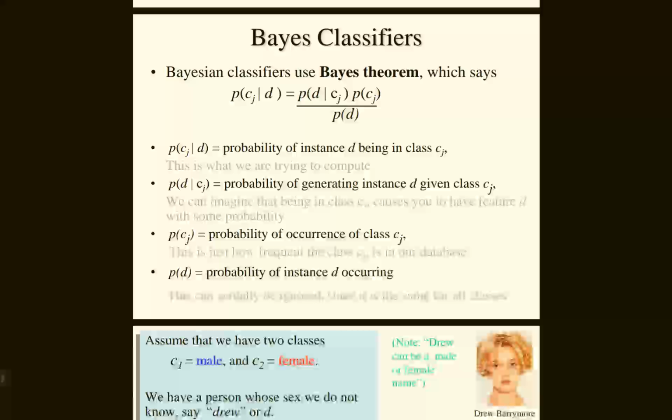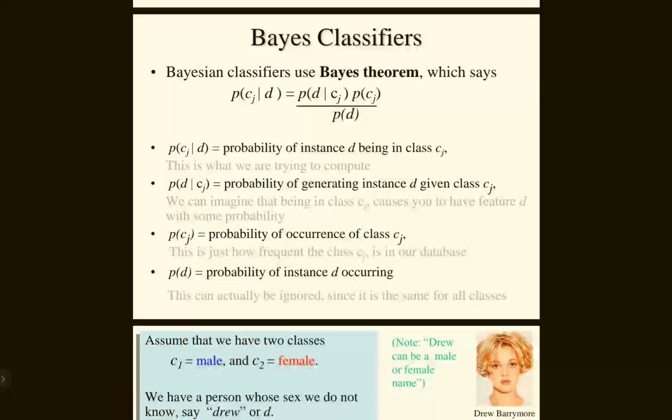Means we have to calculate these two values here: the probability of generating instance D given class C of J. Secondly, the multiplication in the Bayes theorem formula is by P of Cj, the probability of occurrence of class C of J, divided by the probability of instance D occurring.